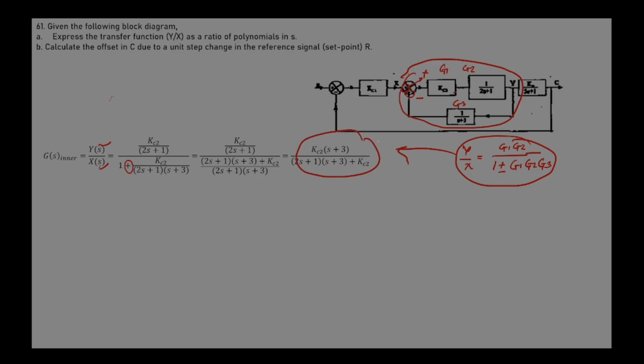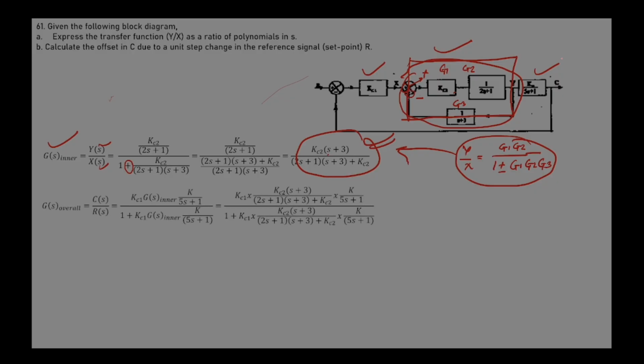Now this G inner becomes a single block with this transfer function. Now we again have G1, this whole complete block, G2 and G3. So we'll apply the same. C upon R will be Kc, G inner, K upon 5s plus 1, over 1 plus, this is minus, so we are adding here. If this is plus, then we will subtract, but in most cases it is negative feedback. After solving, you will get this. Now the offset as well. So this is our first part, A.